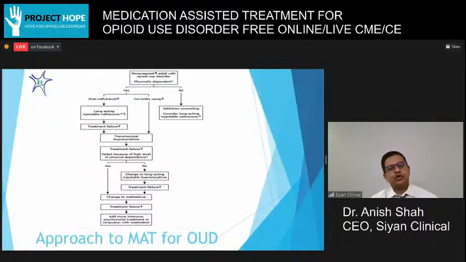And this is an approach to MAT for OUD. If you look at this chart, this gives you a broad idea about how MAT is used for opiate use disorder. Take a non-pregnant adult with opiate use disorder who is physically dependent. If they're not, then addiction counseling, consider long-acting injectable naltrexone. If yes, then probably you should use post-withdrawal long-acting naltrexone, and if that fails, then you use buprenorphine.